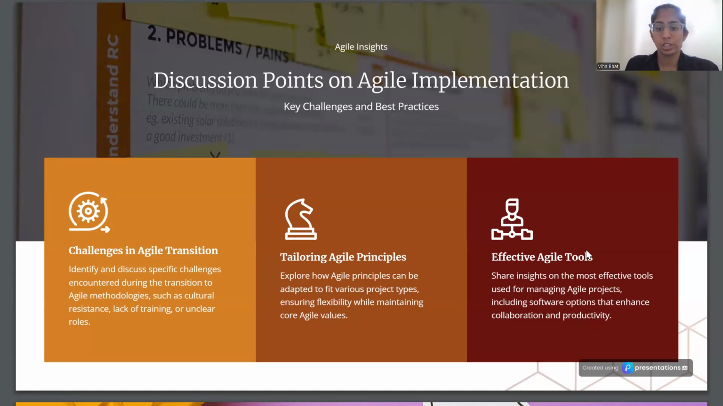Next is effective agile tools. To share insights on the most effective tools used for managing agile projects, including software options that enhance collaboration and productivity, also giving up to date project management tools. All of these were also practices, the best practices, as well as points where your key challenges were faced.